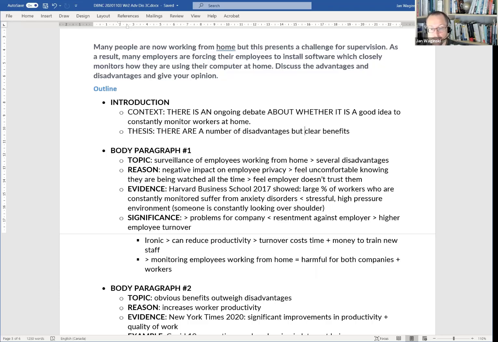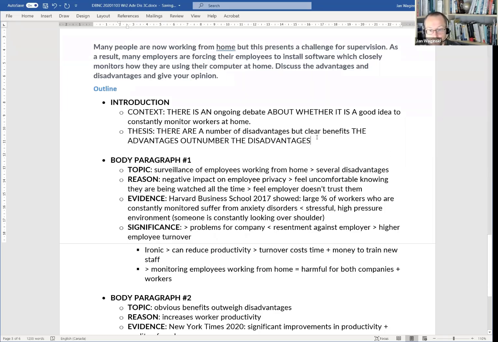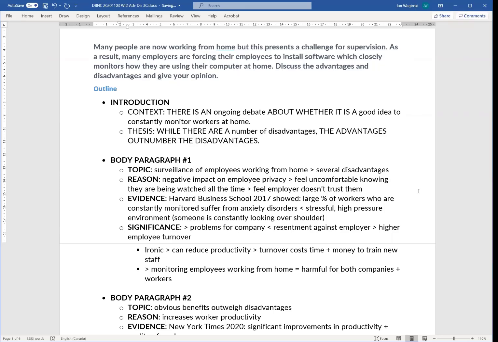So your opinion has to come through clearly. But the advantages outnumber the disadvantages. Okay, we can do it that way. Disadvantages, but the advantages outnumber the disadvantages. That's a bit repetitive. I would use this construction instead: while there are a number of disadvantages, and then instead of saying but, the advantages outnumber the disadvantages.